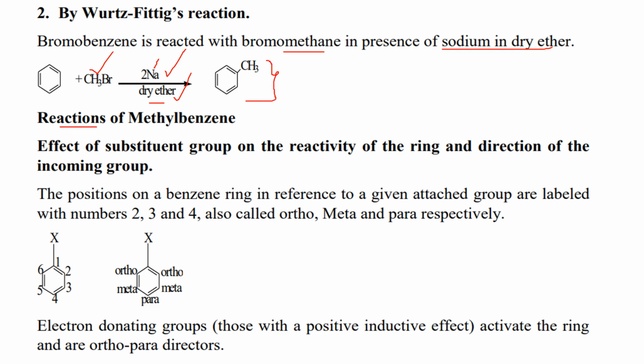Now let's look at the reactions that methylbenzene gets involved in. Before we go to reactions, we are first going to look at the effect of the substituent group on the reactivity of the ring and the direction of the incoming group, so that we can understand fully how we shall be reacting methylbenzene with different compounds. The positions on a benzene ring in reference to a given attached group are going to be labeled with numbers like 2, 3, 4.